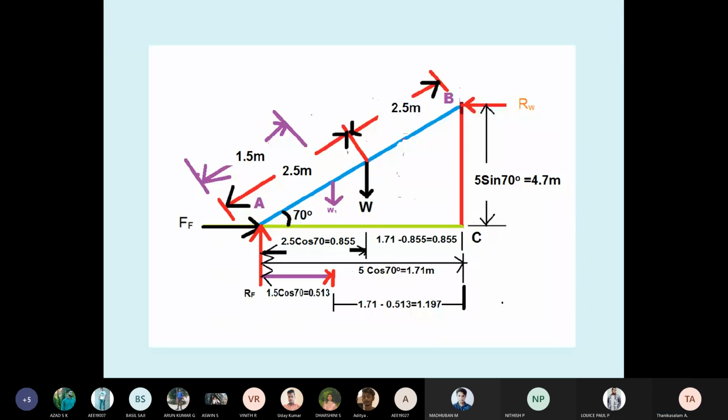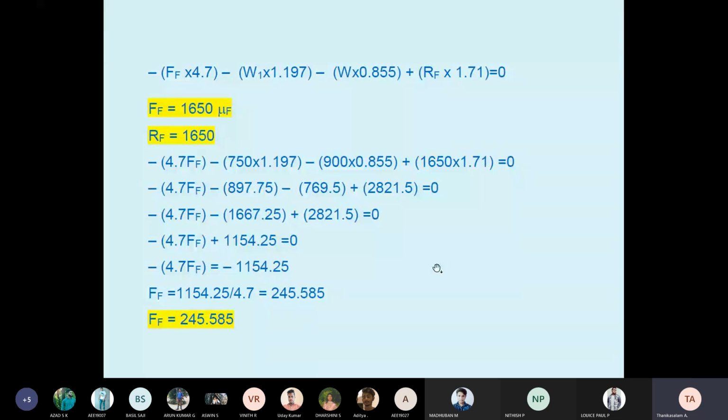Not giving moment. Then clockwise or anti-clockwise with respect to the reference point, and distance also. So F acting here, just to project C. Therefore F into 4.7, that is the vertical distance. Same, RF into what is the horizontal distance? 1.71, clockwise. See here, minus F into 4. Why minus? Anti-clockwise. Minus W1 into 1.97, anti-clockwise. Minus W into 0.855, anti-clockwise. RF clockwise with respect to B point, 1.71.